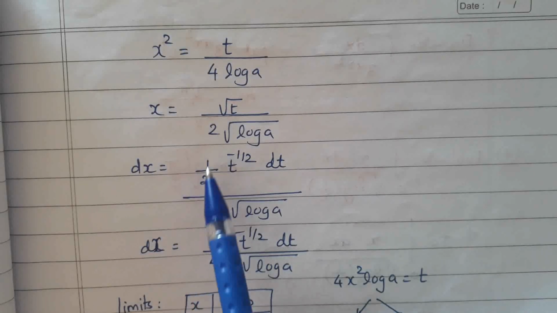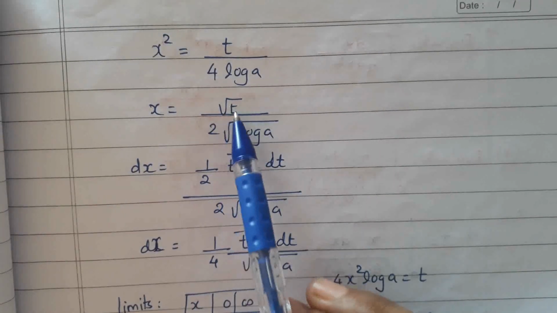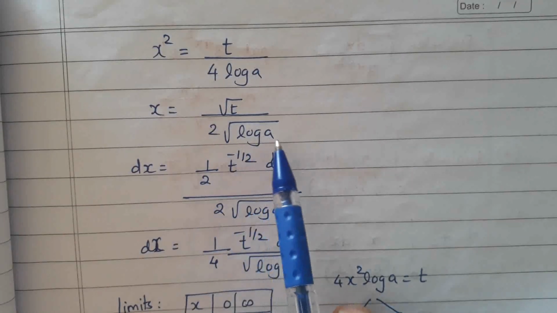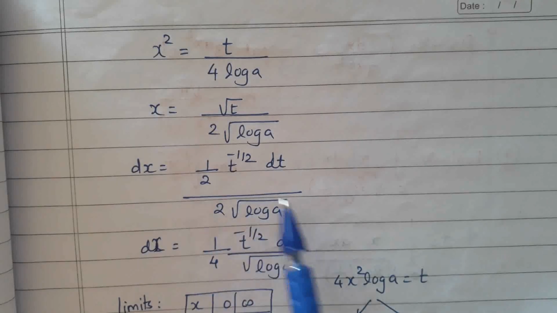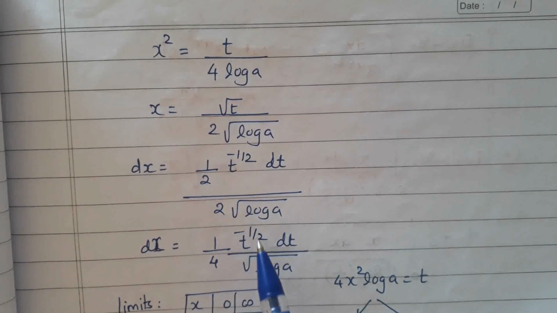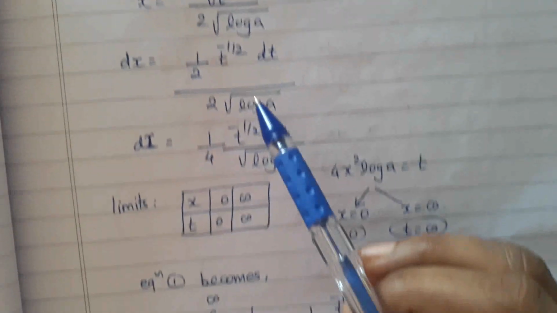dx is equal to 1 by 2 t raised to minus 1 by 2 dt. The derivative of root t is 1 by 2 t raised to minus 1 by 2 dt. 2 root of log a is constant, keep this as it is. So 1 by 2 into 2 becomes 1 by 4, t raised to minus 1 by 2 dt, root of log a. Use all this substitution in equation number 1.